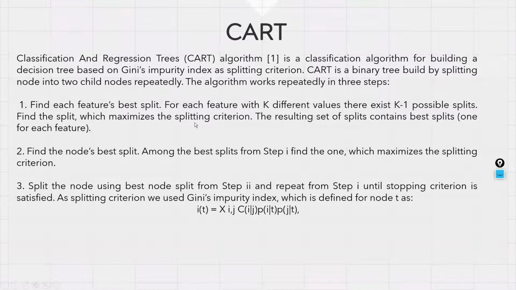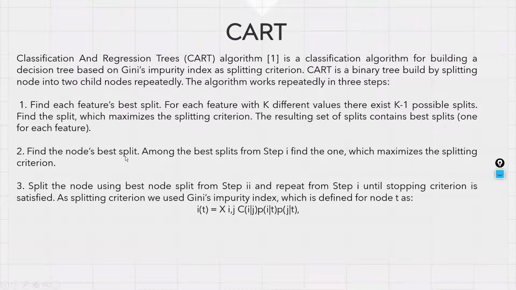What's the maximizing splitting criteria here? The difference between the root node Gini index and the split Gini index. If the root node Gini index is 0.4 and the split Gini index is 0.1, the difference is 0.3. Whichever split gives the highest, that is going to be the split in that variable.